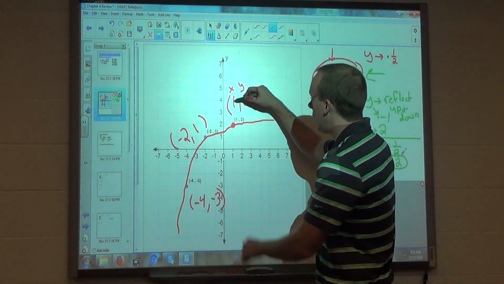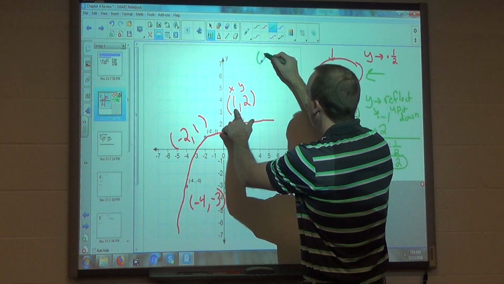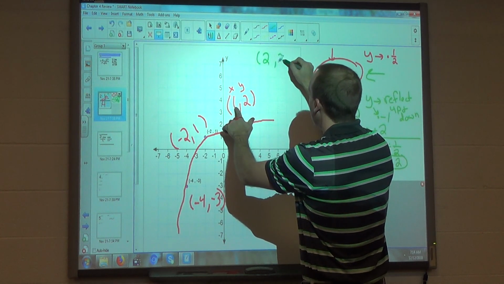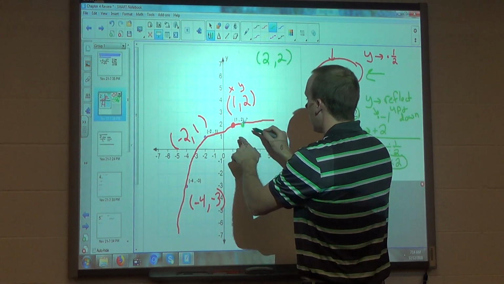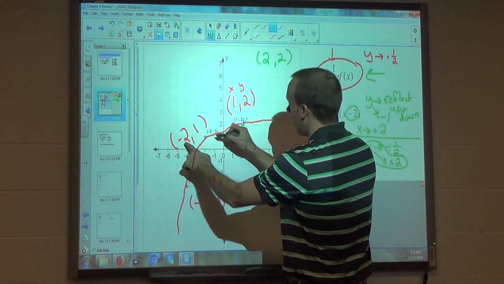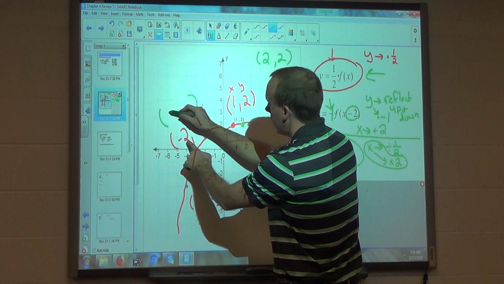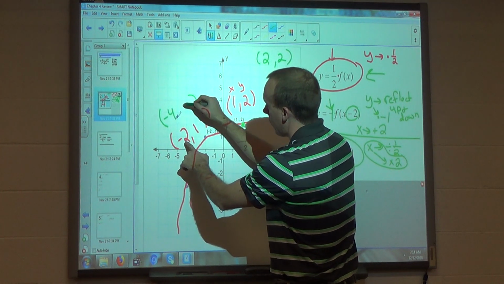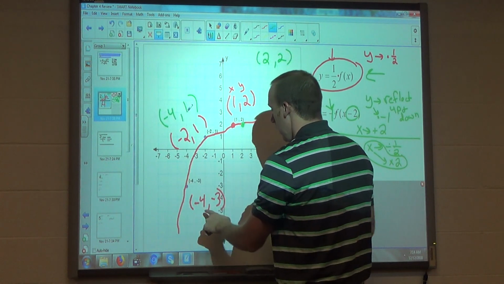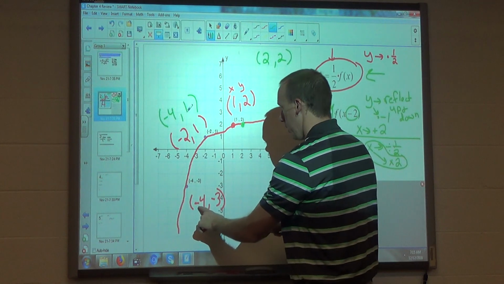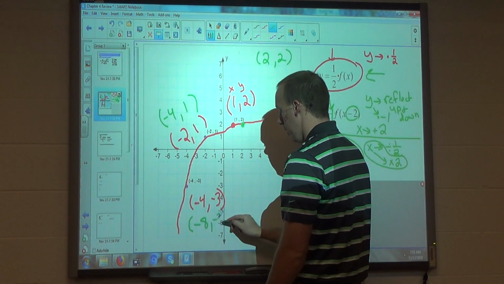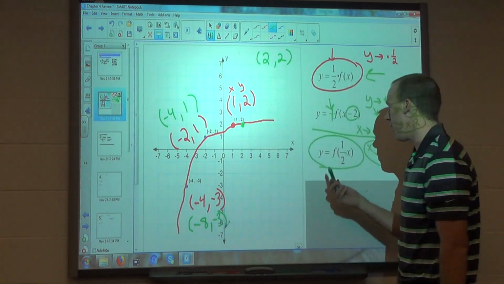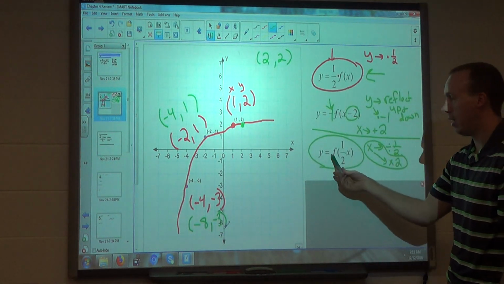So what's this x value here going to turn into if you multiply by 2? 2. The y doesn't change. I can mark that right now if I want. Okay. What is this x value here going to change into? If you double it, negative 4, the y value doesn't change. And what is this x value going to turn into here if you double it? Negative 8, and the y value does not change. And the y value doesn't change because there's nothing on the outside.